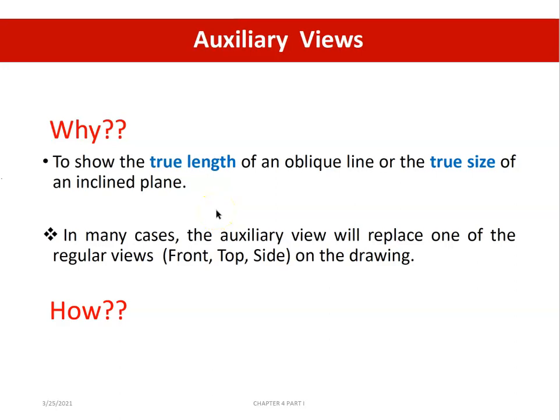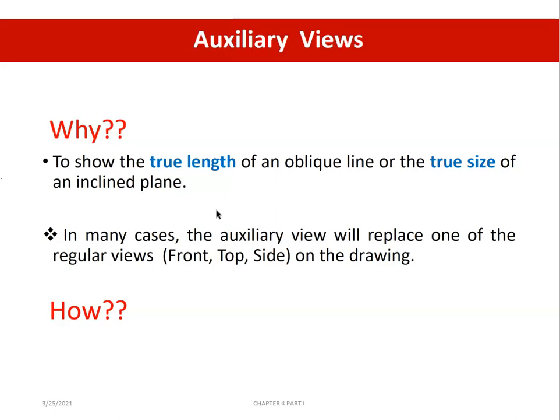Good morning everyone. So we're going to talk about auxiliary views, why we need them, and how we can construct them. Previously we talked about multi-view projections, and we know that multi-view projections come from a glass box. You open that glass box, and you can get the front view, top view, bottom view, right side view, left side view, and back side view, and you only need to choose certain views that give you the most information that you need.